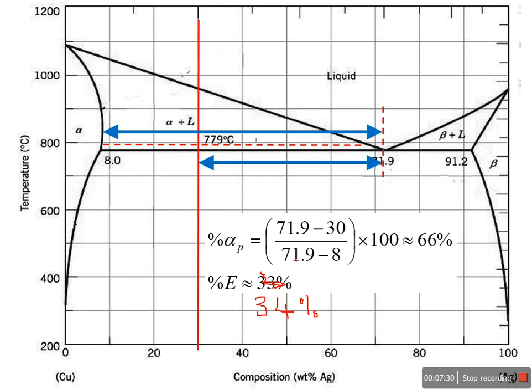So it becomes clear now that we have two things. First of all, we have an estimate of the total amount of primary alpha present. And we have an estimate of the total amount of alpha present. Now that alpha phase appears in the primary alpha and also as part of the eutectic microstructure. We also have an estimate of the percentage of primary alpha.